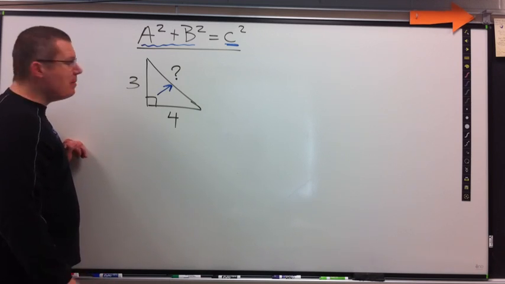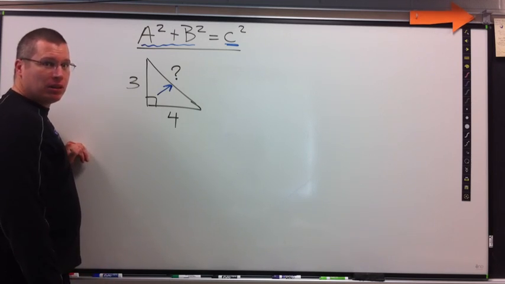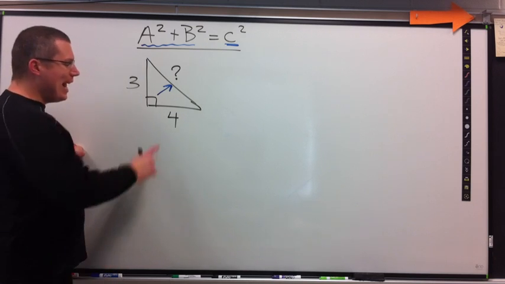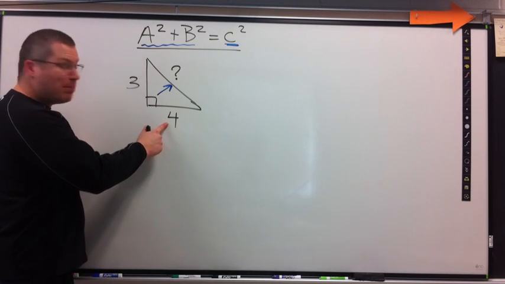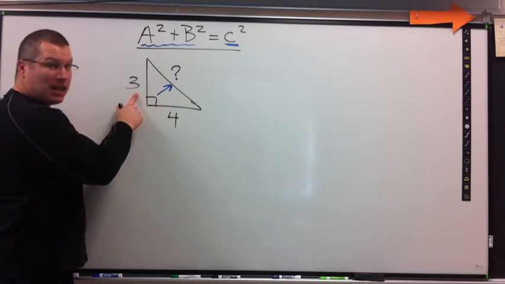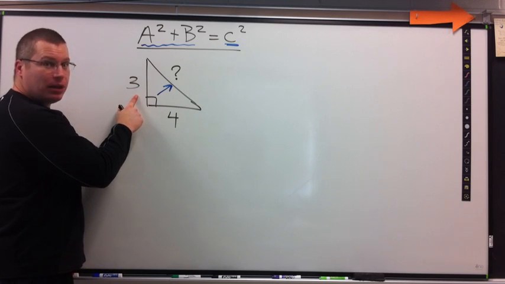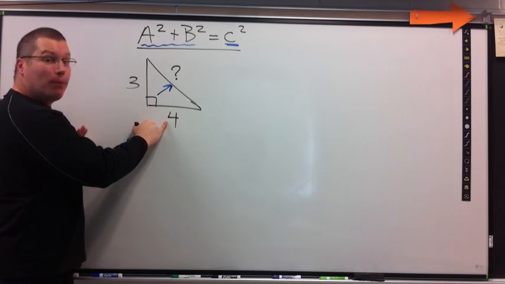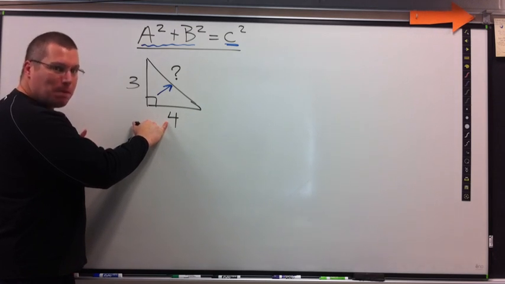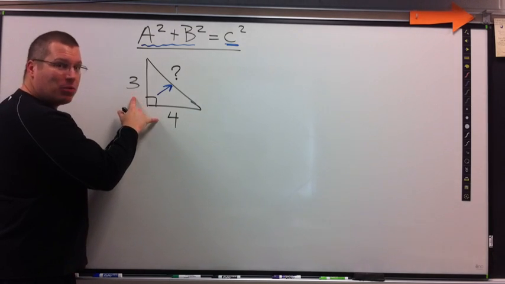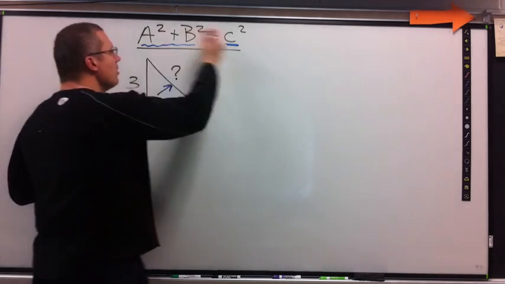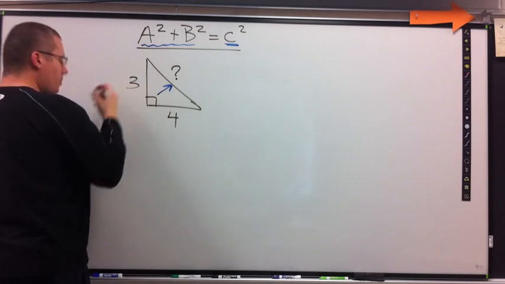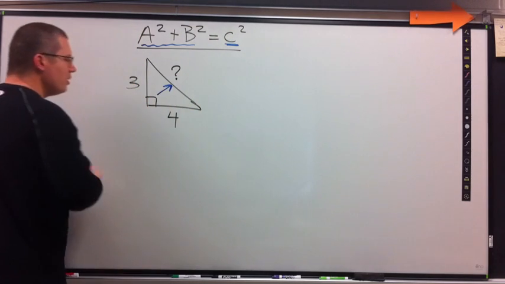Well, let me ask this. Give me something it can't be. The answer there is it can't be less than 4. It can't be equal to 4. It can't be equal to 3, and it can't be less than 3. It must be bigger than 4. It could be 4.1, but it must be bigger than 4. It cannot be equal to either of these sides. So I'm going to take my formula. I have to fill in my letters.